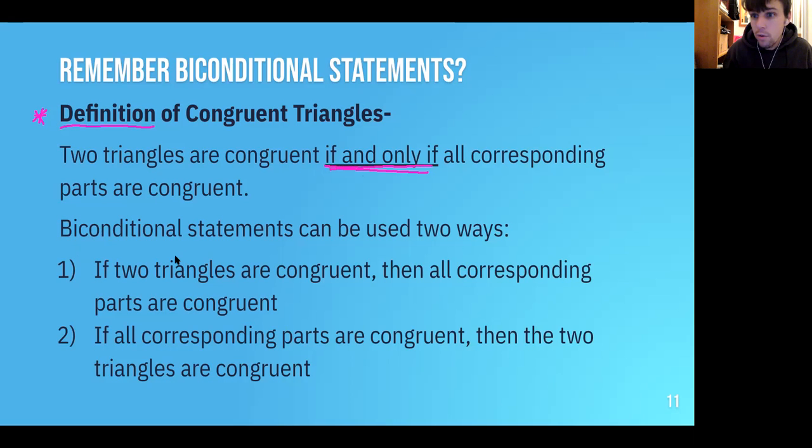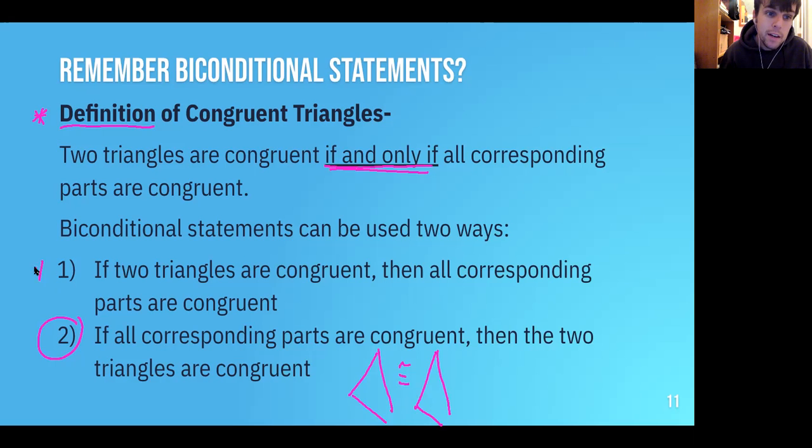So here are the two conditional statements that actually make it up. It says, if two triangles are congruent, then all the corresponding parts are congruent. Makes sense. If all corresponding parts are congruent, then the two triangles are congruent. Also makes sense, right? In fact, this is the way that we've been proving that two triangles are congruent to each other, right? If we knew that all of the parts of these two triangles here were congruent, then we would say, well, that means that they have to be congruent to each other.